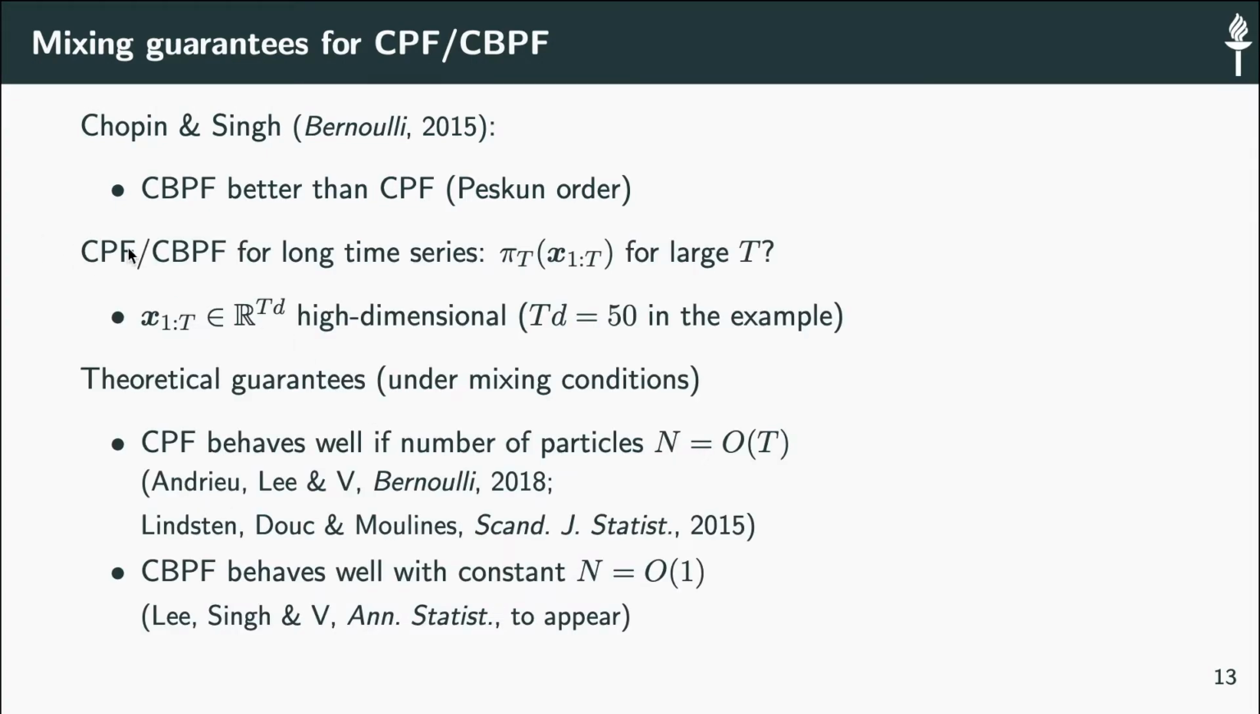Interestingly, for long time series, both the CPF and CBPF, under certain conditions, behave rather well. The difference, roughly speaking, is that for the CPF, you need to increase the number of particles linearly as a function of the length of the time series, whereas you can apply the backward sampling variant with a constant number of particles.